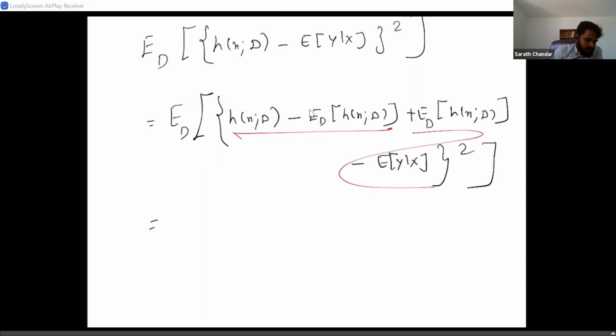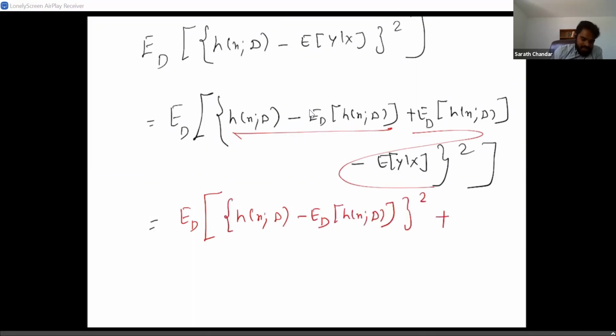So now this becomes expectation with respect to D, h of x given D minus expected h of x given D, the whole square, plus expected h of x given D minus expected y given x, the whole square, plus twice, okay, instead of writing the whole thing, I'm going to call this A, call this B, and say 2AB.